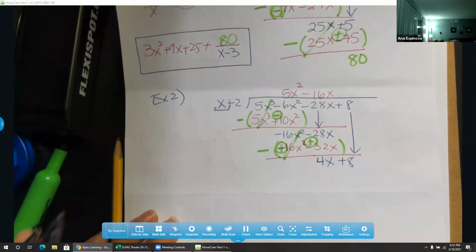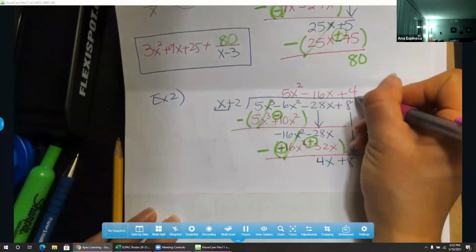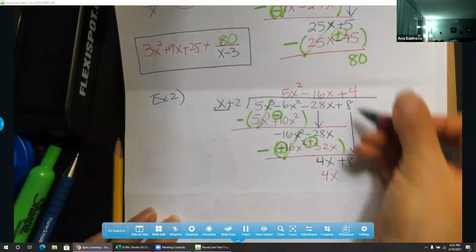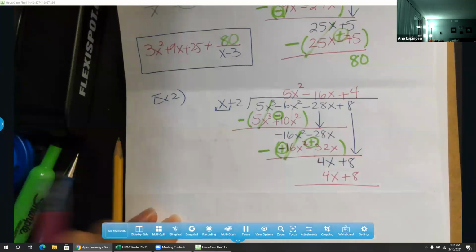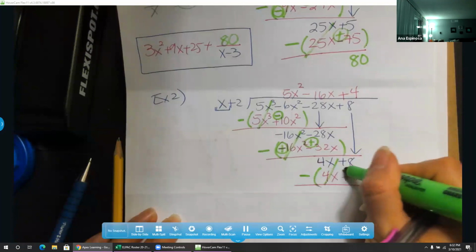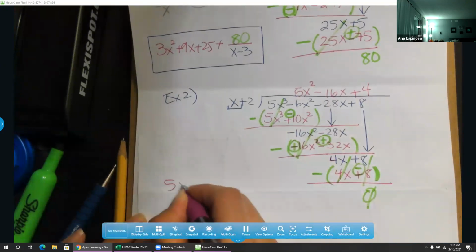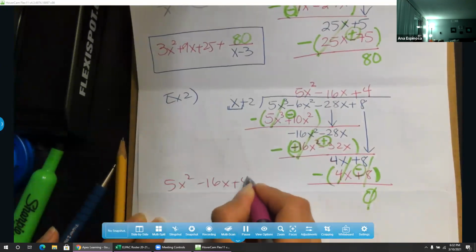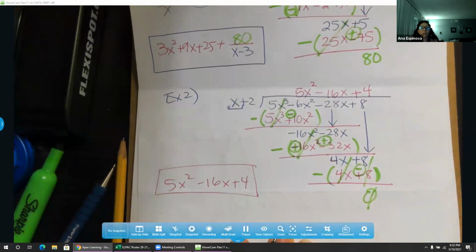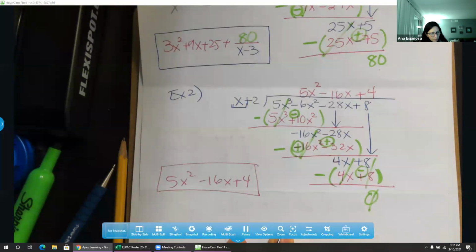Last part, what can I multiply x by to get exactly 4x? That's a positive 4. So then I multiply 4x, plus 8, and then I subtract. That cancels this, that makes it negative, which also cancels, so it's a remainder of 0. So my final answer is just 5x squared minus 16x plus 4. There's no remainder, so there's no need to write the remainder like we did previously. And basically, it's just practice from here on out. There's nothing more. I can do 10,000 of these, but you need to practice them yourself.